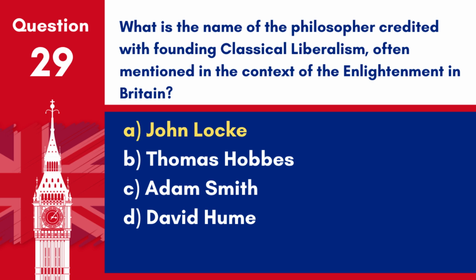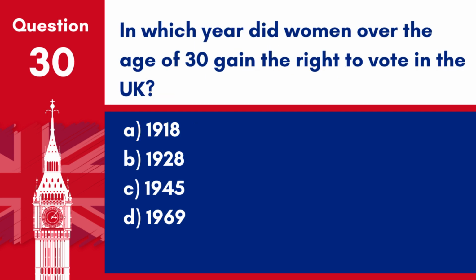Answer A. John Locke. John Locke is credited with founding classical liberalism, playing a pivotal role in the development of Enlightenment thought in Britain. Question 30. In which year did women over the age of 30 gain the right to vote in the UK?